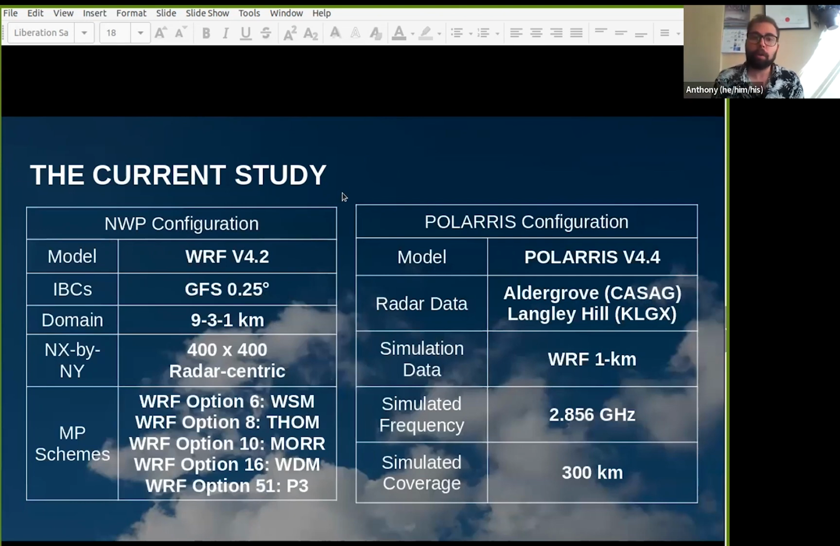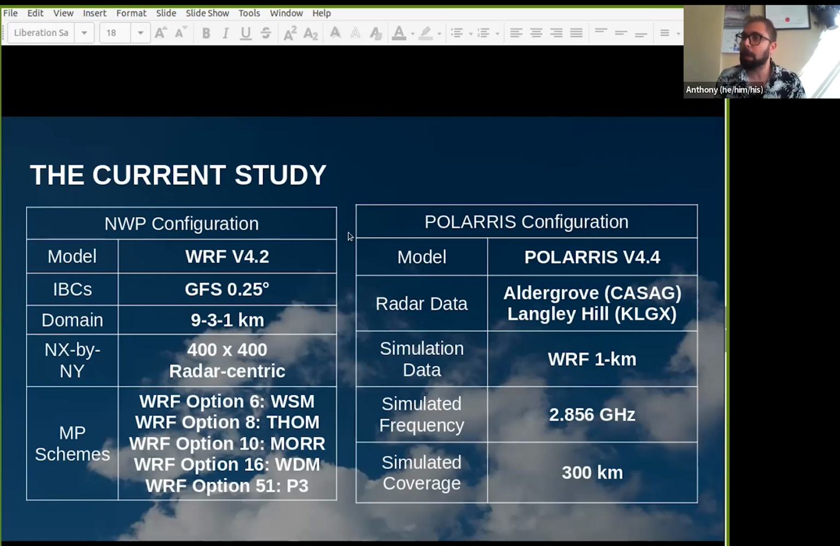Now, if we want to configure these and talk about how these were prepared, for the NWP setups, it's fairly straightforward. We use WRF 4.4.2, informed by initial conditions from the GFS at quarter degree, a 9-3-1 domain configuration, 400 by 400 cells in the innermost domain centered on the radars. And I looked at 5 different microphysics scheme choices and configurations. These include the WRF single and double moment schemes, the Thompson, the Morrison, and the more recently developed P3 scheme. I studied all 5 simulations, so that combines to a total of approximately 30 simulation runs for this one case and then for the second case as well at Aldergrove.